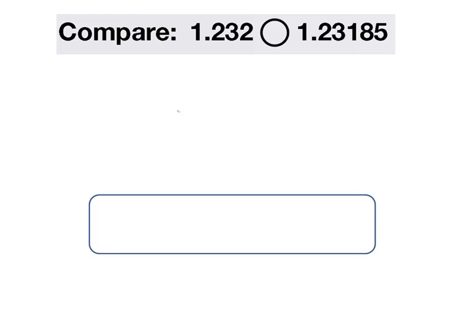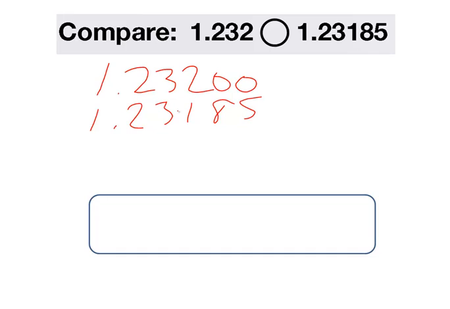Now we're starting to get a little bit more complicated. Let's compare these two. See if you can do it yourself before I do it in the video. I'm going to start by inserting my trailing zeros once I get these lined up. I'm going to throw in my two trailing zeros there. Now I can very easily see that this 200 right here is bigger than this 185, so I know that this is my correct answer.